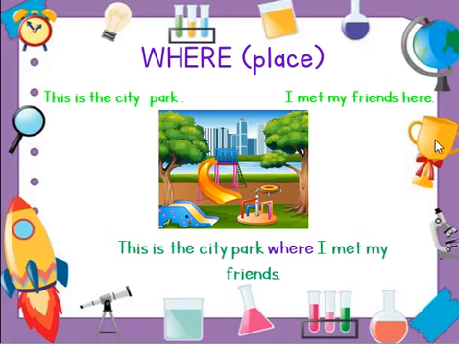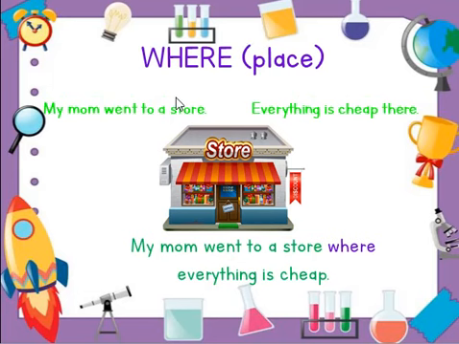Very good. Let's go with a last example. My mom went to a store. Everything is cheap there. When we say there, we continue talking about the store. Okay? My mom went to a store. Everything is cheap there. So the sentence will be, my mom went to a store where everything is cheap. You don't repeat there because we are talking about the store.